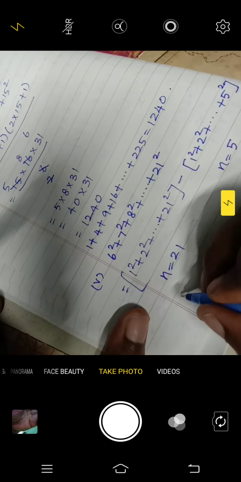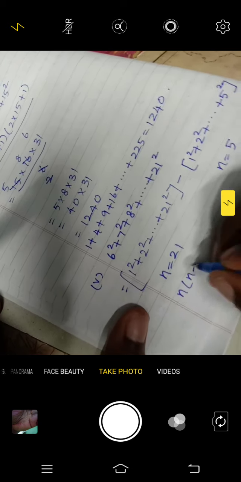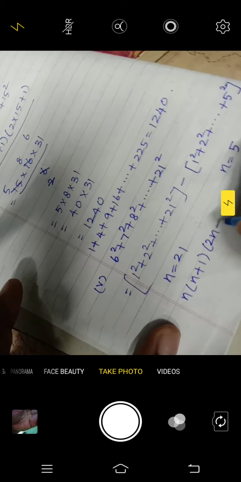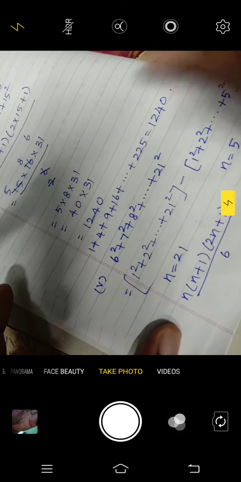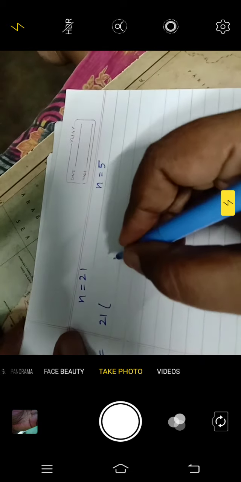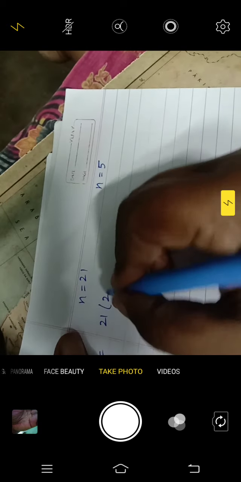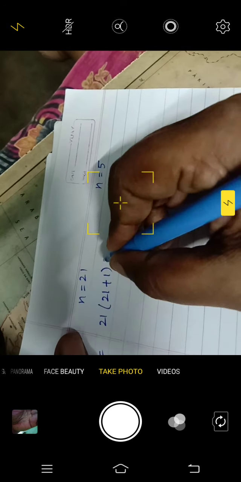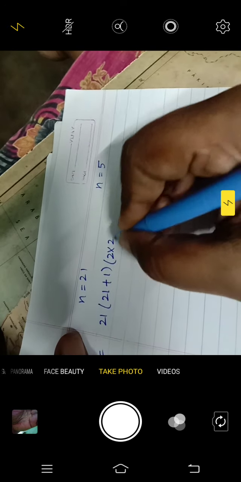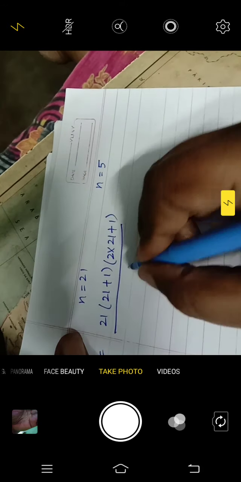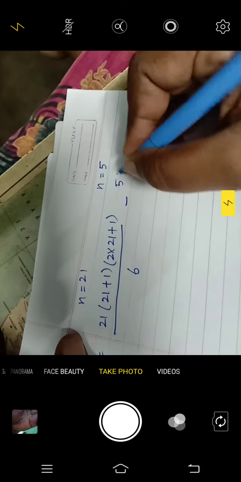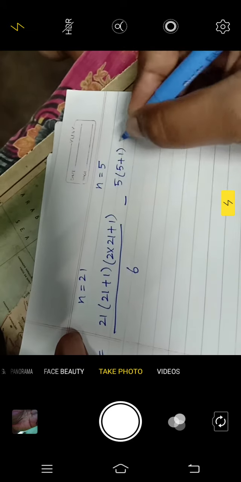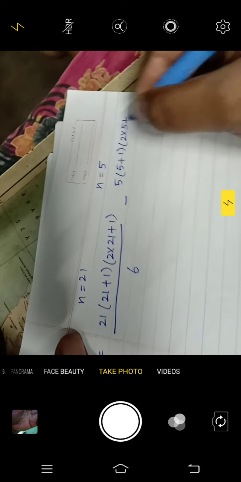Same formula we are going to use: n into n plus 1 into 2n plus 1 by 6. Here n is 21. Here n is 5. 21 into n plus 1, 21 plus 1. Next is 2n plus 1, 2 into 21 plus 1, by 6, minus 5 into n plus 1, which is 5 plus 1, 2n plus 1, which is 2 into 5 plus 1, by 6.